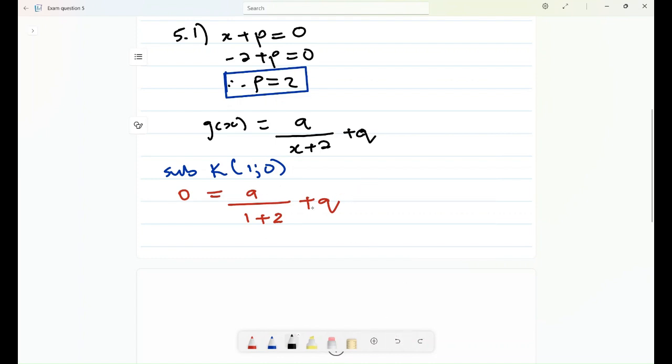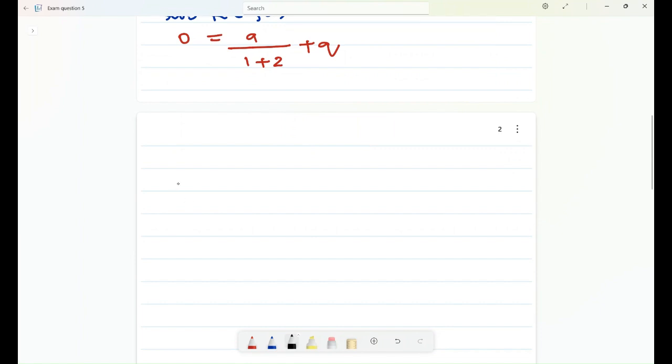So I can take one piece of information. Let me do this. When I continue, negative q is equal to a divided by 3. Therefore, a is equal to, you all agree with me, when I multiply to the other side, negative 3q. Again, this is my first equation. I have two unknowns.